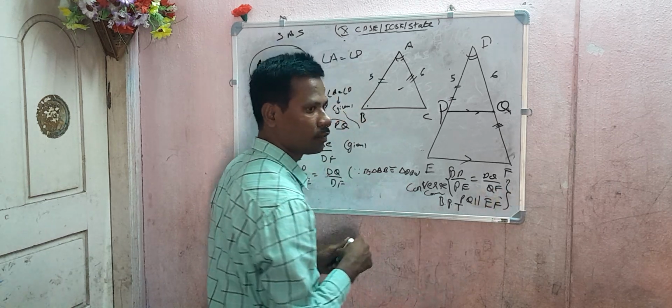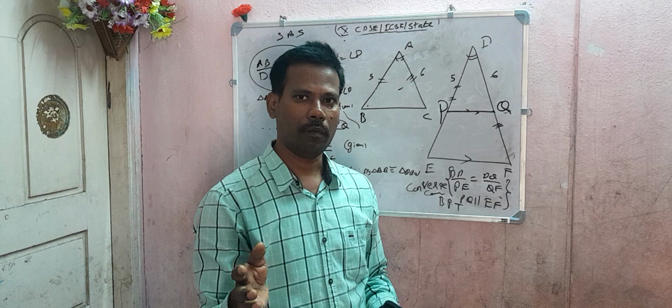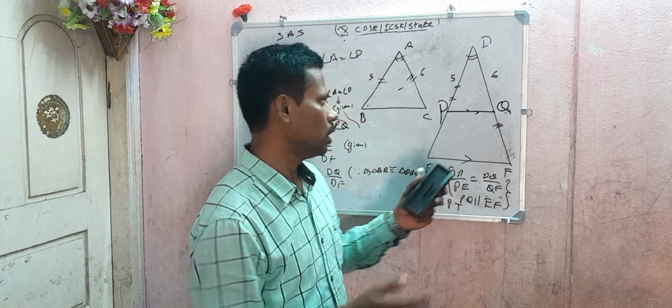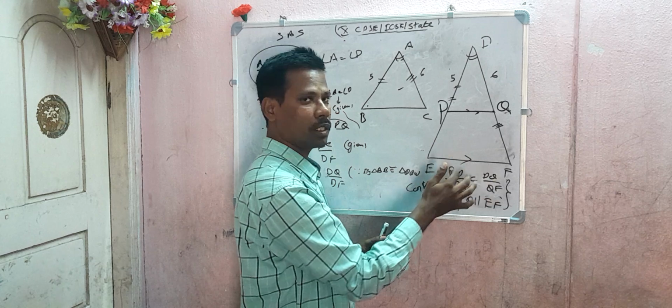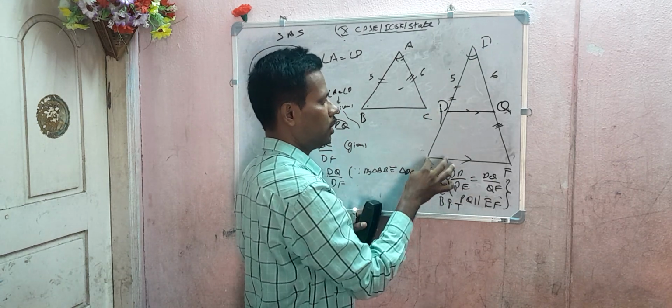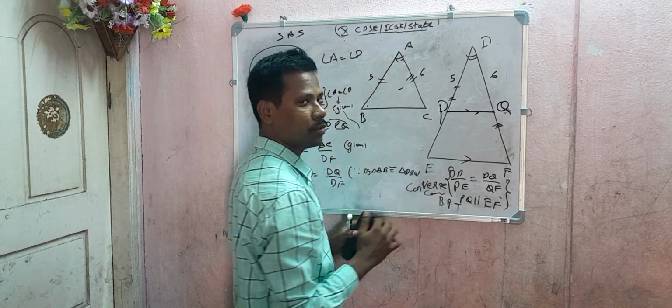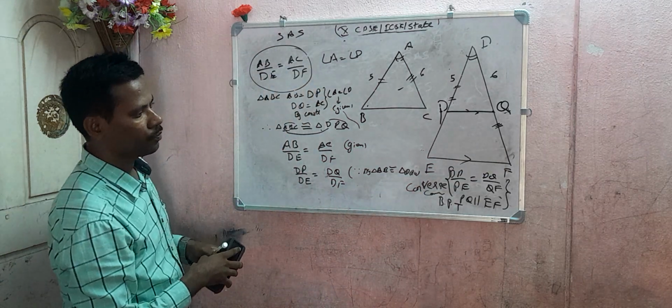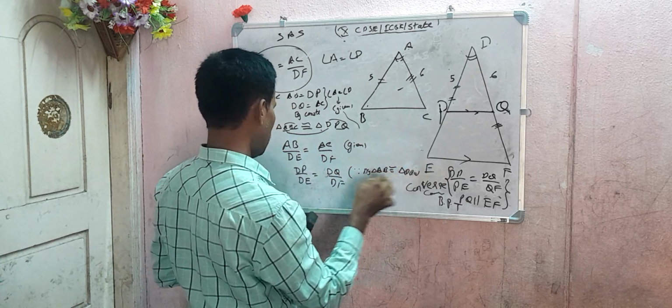dQ by QE. So what I am saying is, the converse of the basic proportionality theorem is: if a line divides the other two sides in the same ratio, then that line is parallel to the third side. That means if dP by PE is equal to dQ by QF, then this line is parallel to this one. Or else we can say in another way also, this total length.